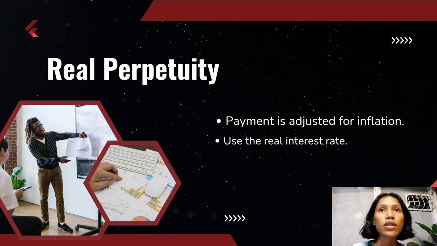So in real perpetuity, gina-adjust ang payments every year to match the inflation so that the person still buys the same amount every year even though na-inflation na nahitabo. It uses the real interest rate, which is the nominal interest rate minus the inflation. So that's how we calculate the value of the real perpetuity.